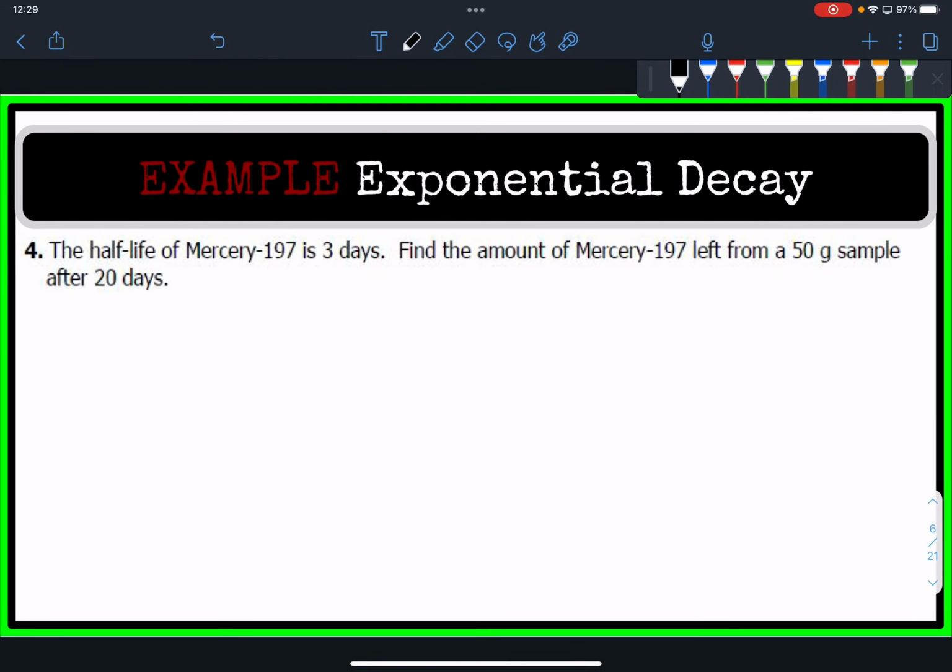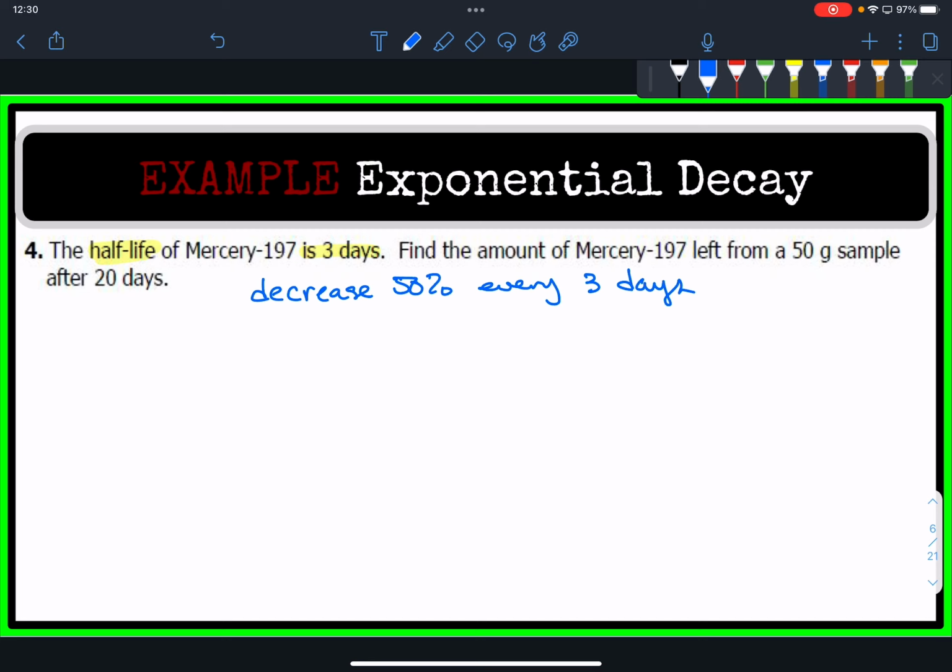So let's look at another example. Here, the half-life of Mercury 197 is 3 days. This is an interesting one because this is decreasing. Half-life means it's going to decrease by 50% every 3 days. So we're going to decrease 50% every 3 days. So we're not going to multiply the initial value A with 1 minus 50% 20 days, like in this example.